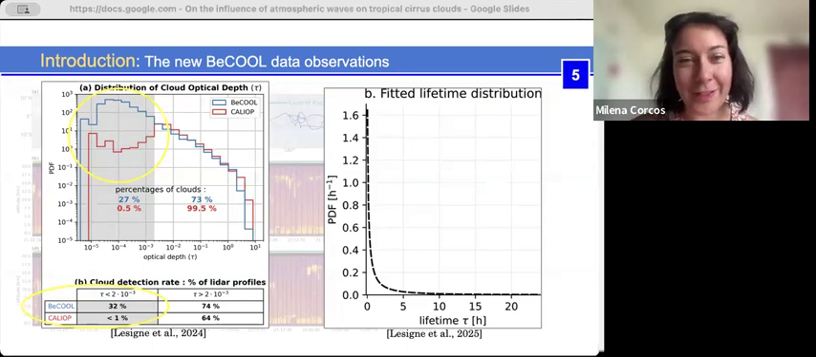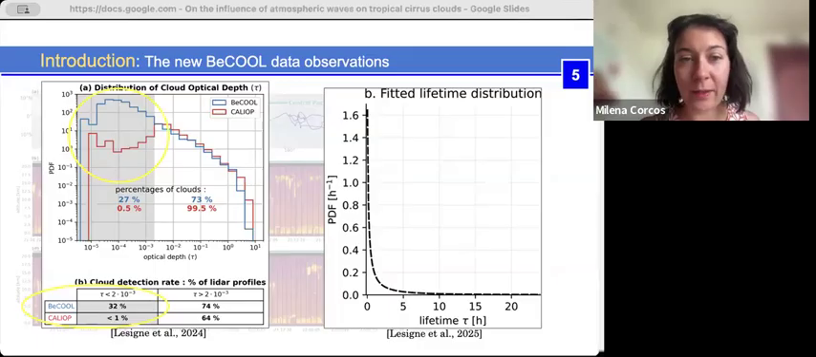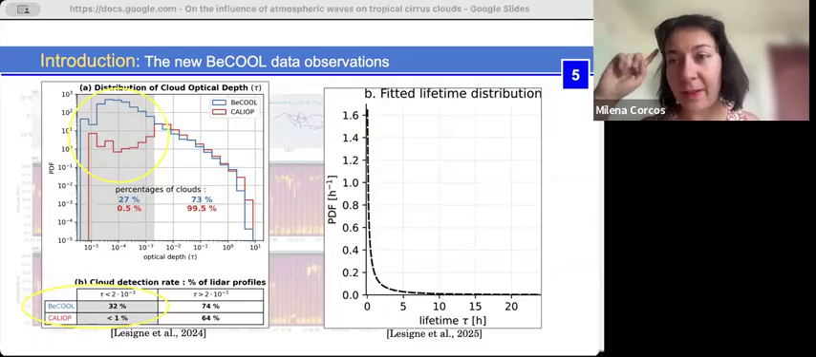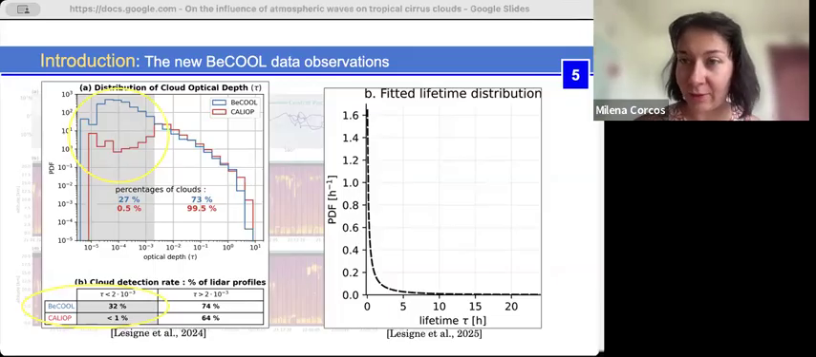And more importantly for our study, BCool provided the first observational estimates of these thin cirrus cloud lifetimes, represented on the right. You can see that it's a very skewed distribution with many short-lived clouds, but a non-negligible amount of long-lived cirrus that can dominate the cloud coverage.